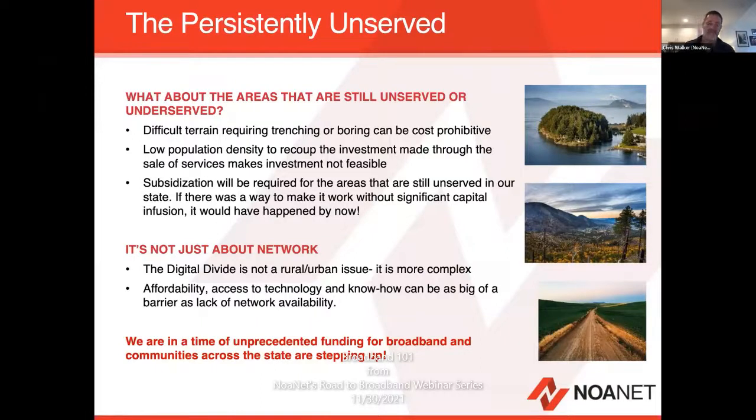If I can build a network for $100 and connect to 20 customers because they're all close, my network's going to be profitable. But if to get to those same 20 customers, I've got to build $1,000 worth of infrastructure, then it becomes quite challenging. And so in our state, we have so many unserved and underserved areas because so much of our state is rural.